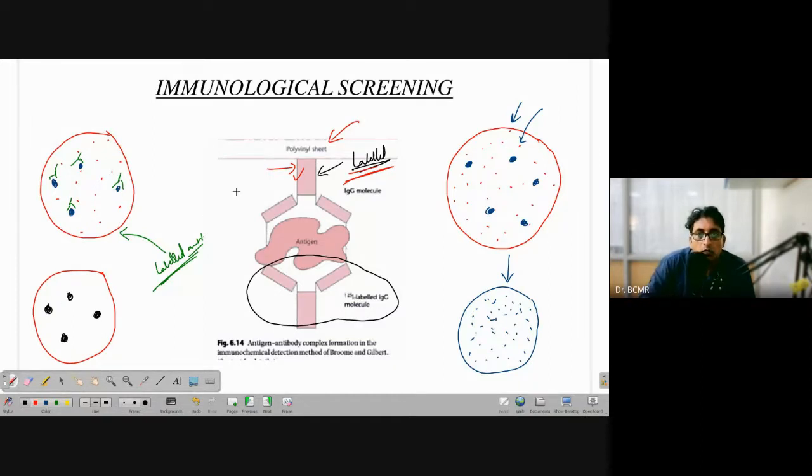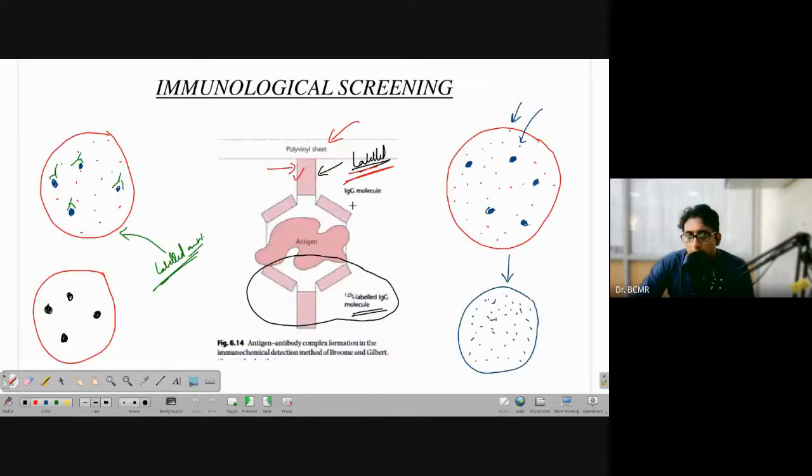And that is the reason why we are using two antibodies and why the second antibody is the labeled one, and why not the first one. It's just trying to reason why this arrangement is made like this. Okay. That is about immunological screening.